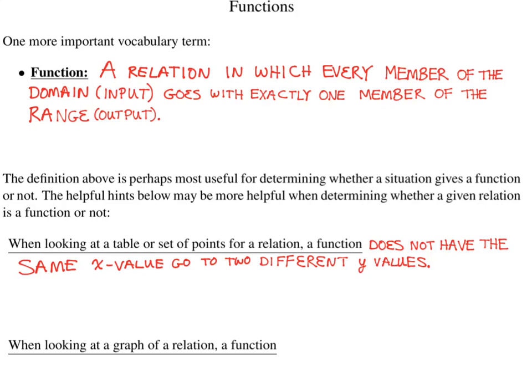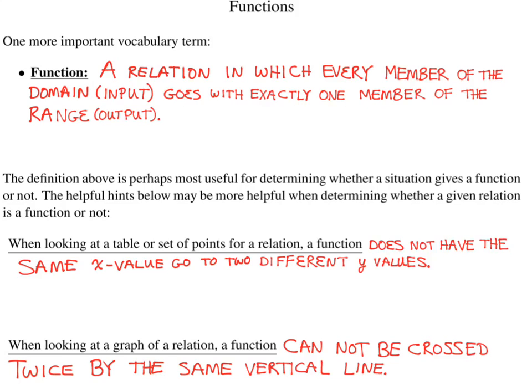In fact, it has what I call function fail at that point. But that term is a Wixorism. Okay, now, if you're looking at a graph, that's still true, what's written above, as well as the actual definition. But what a lot of people like to look at is this vertical line test, which means a function cannot be crossed twice by the same vertical line.